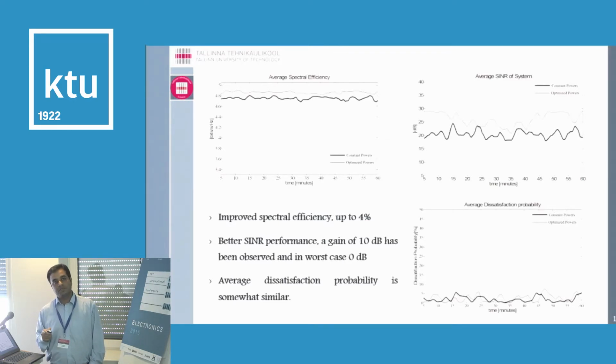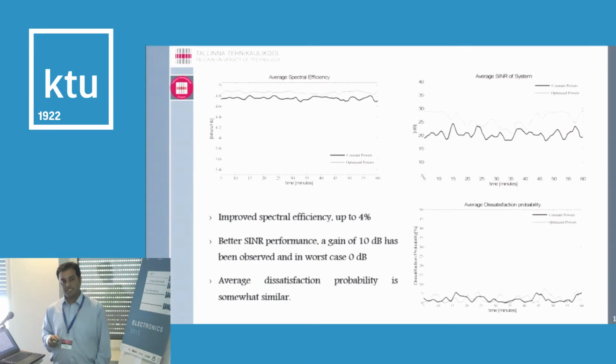If you compare both systems in the signal to noise and interference ratio, in some parts I'm getting up to 10 dB gain, and the lowest gain I receive is around 0 dB. So overall, the system is performing better. The power optimization has not degraded the system. Although it's a very complex and heavy algorithm, and it takes time, it has not degraded the overall performance of the system. And for dissatisfaction probability, there's not much difference. It's more or less the same.